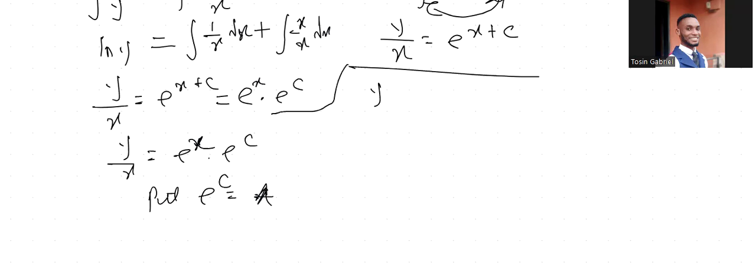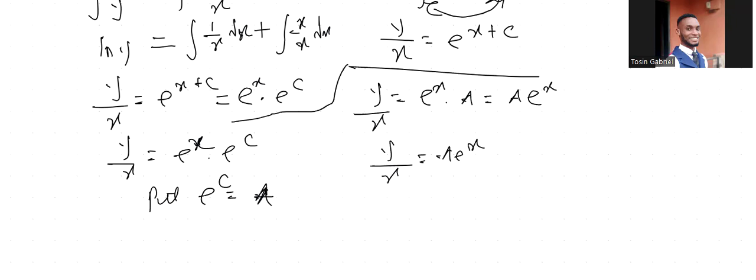So you're going to have y over x equals to e raised to the power of x multiplied by a, which will give you a e^x, right? Then once you cross multiply, you can leave the answer as y over x equals a e^x, or you can simply say y equals a x e raised to the power of x. So whichever one you want to leave the answer, it's fine.